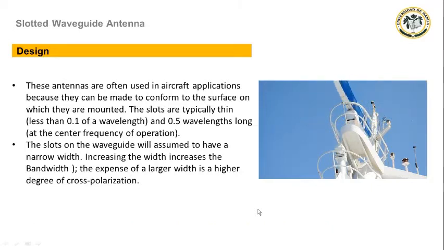The slot on a waveguide is assumed to have a narrow width. Increasing the width increases the bandwidth. Recall that a fatter antenna often has an increased bandwidth. The expense of a larger width is a higher degree of cross-polarization. The fractional bandwidth of a thin slot can be as low as 3 to 5%. Wide slots can have a fractional bandwidth on the order of 75%.